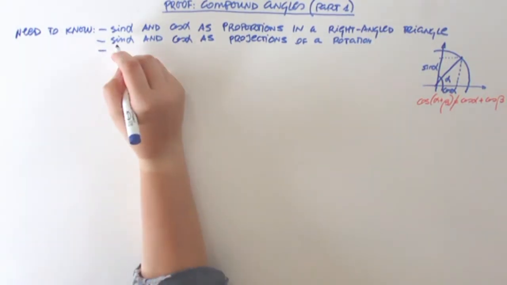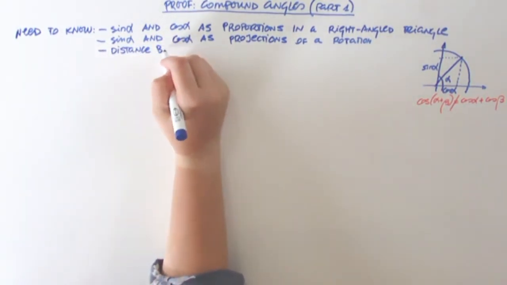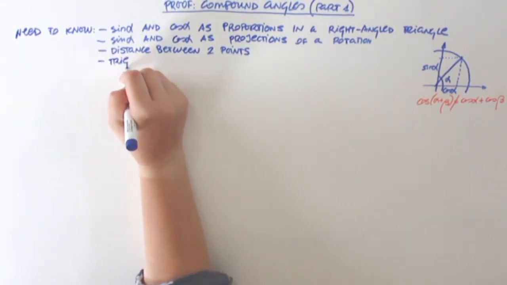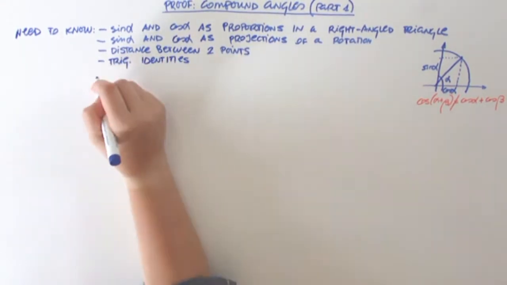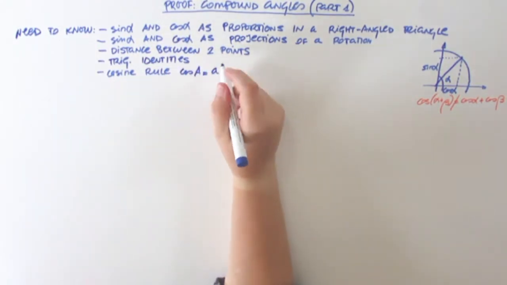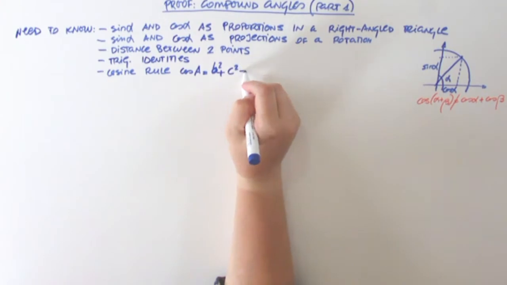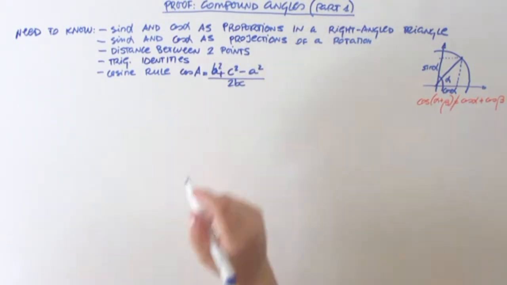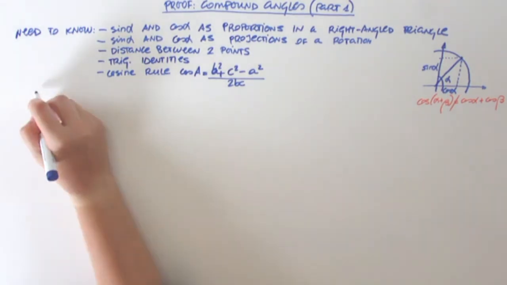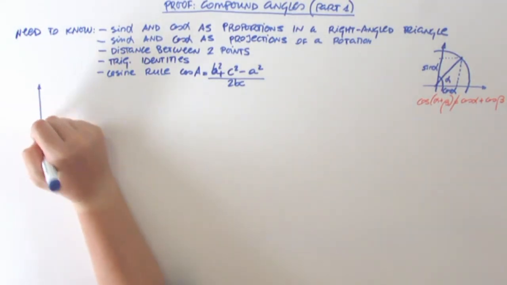To get to the formula, we also need to know how to calculate the distance between 2 points, our trigonometric identities, of course, and the cosine formula, which we saw last year. Now let's start with our proof to get that formula that we're searching for.